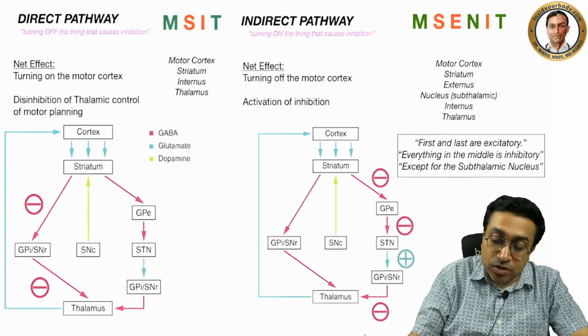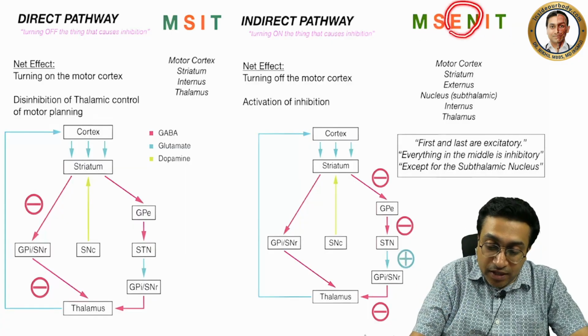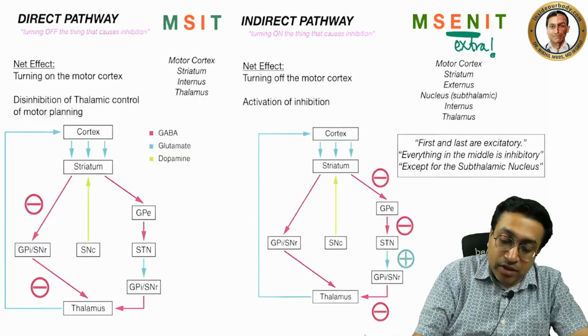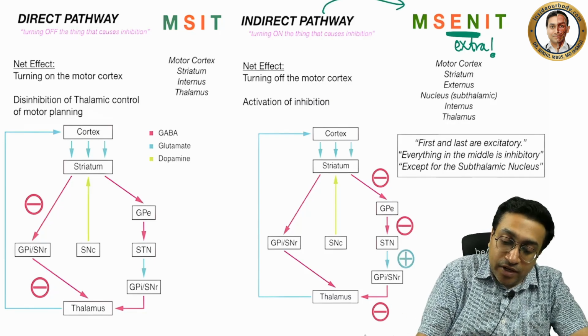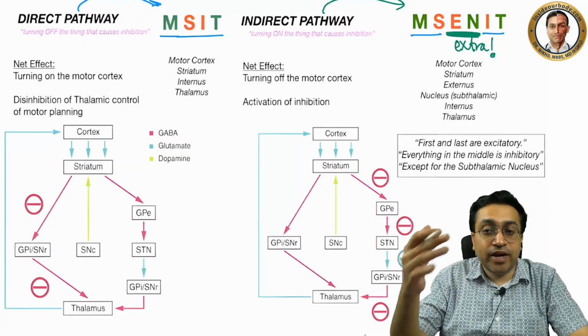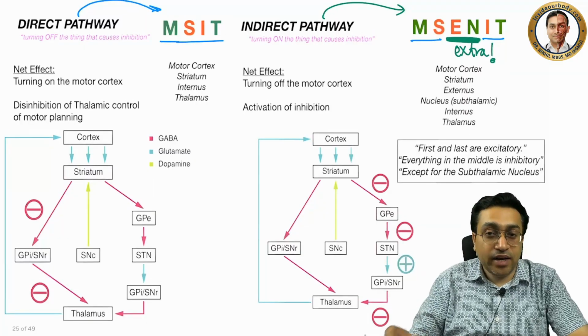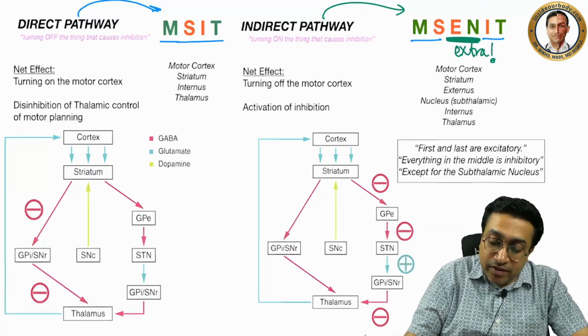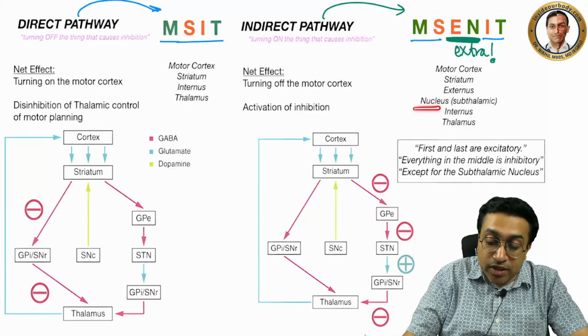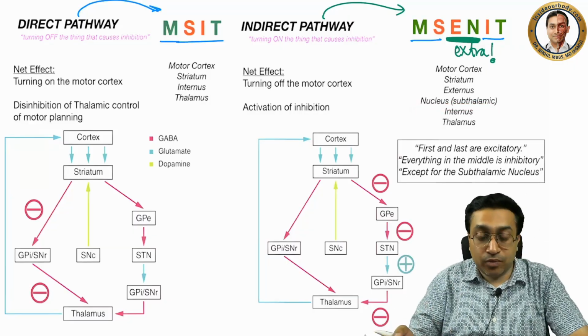The indirect pathway includes MSIT, though it is there, but there is extra, that is EN. EN is extra in this indirect pathway, whereas the direct pathway has the MCIT pathway. We have added EN. Now you see what E and N are. E is externus, GP externus. Internus was already there in the mnemonic, right? Then N is nucleus, the subthalamic nucleus, now in the pathway.